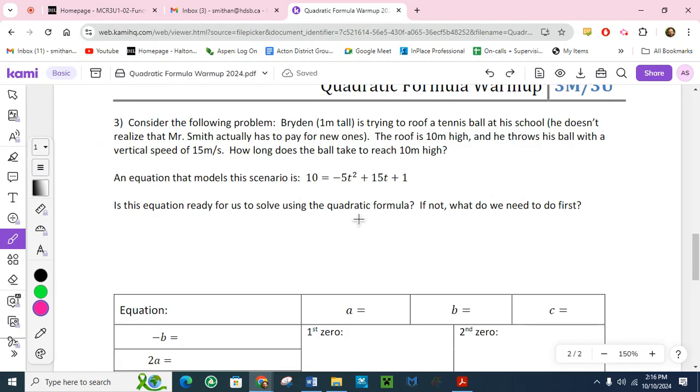Is this ready to use, or do we have to do a little bit of massaging before we can use the formula? Jillian, were you answering that? What do we have to do?